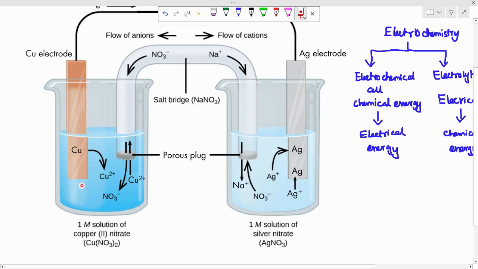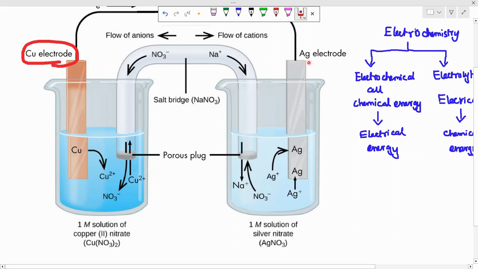So copper nitrate electrolyte is there, and we have dipped the electrode. What is the meaning of electrode? It is the medium to transfer electrons. Copper is a metal, and that metal will be used to transfer electrons. So the medium which is used to transfer electrons is called an electrode. So this will be the copper electrode.